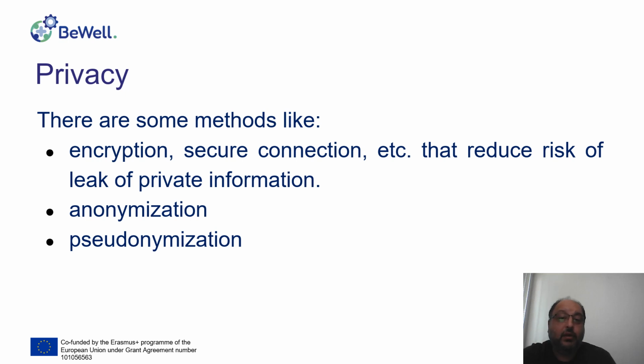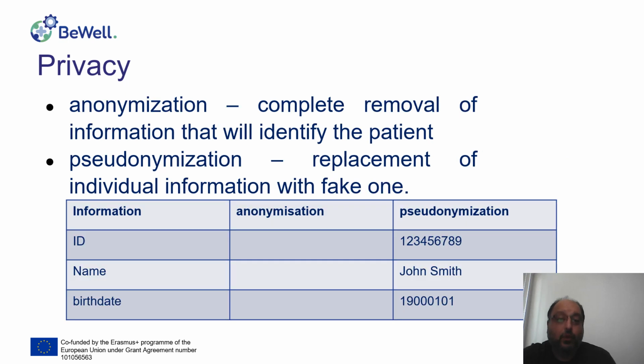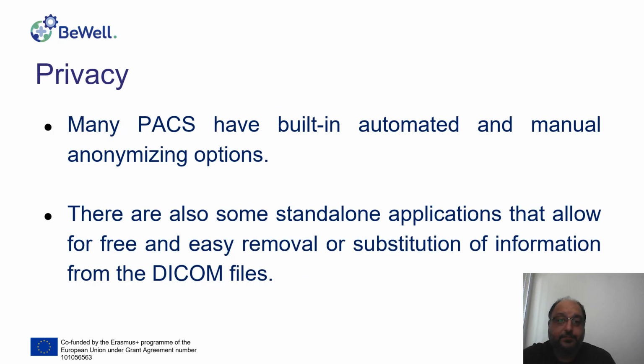Also, one may use anonymization or pseudonymization. What's the difference between them? The anonymization is complete removal of any information that can identify the patient, for example, ID, name, birth date, address, or whatever. And pseudonymization is to put some fake data. For example, instead of the ID, some generated code, the name to be faked, and so on. And this is done in order to be able to identify the patient later.